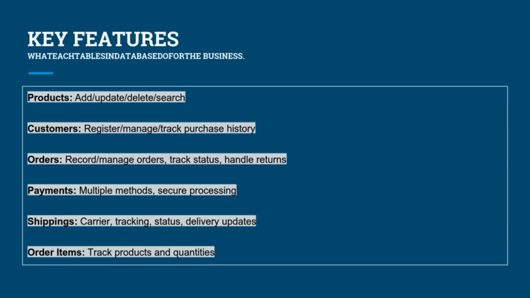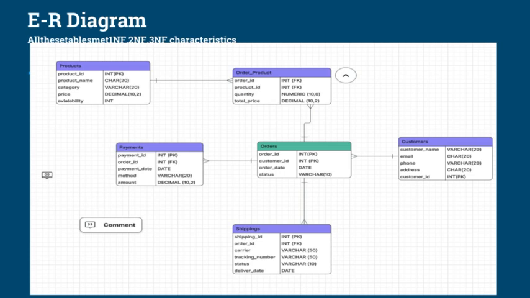And shipping contains things like courier tracking status and delivery updates, like a tracking number, so you can copy and paste that number to go to some courier and then see where your order is going to. And yeah, the next thing is my diagram.